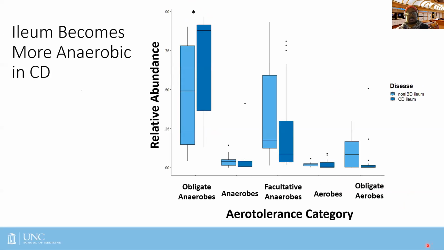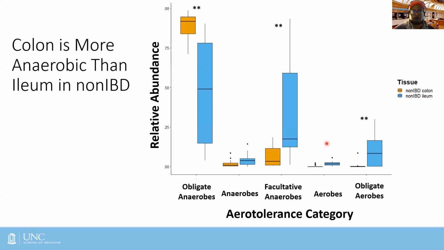Next, we looked at the ileal mucosa between non-IBD and Crohn's disease. And in complete conflict with the oxygen hypothesis, which claims that you're going to be seeing a loss of obligate anaerobes in Crohn's disease, actually, it seems to be becoming more anaerobic in the presence of Crohn's disease, seen right here. We also notice that the variability seen within the ileum seems to be a lot higher.